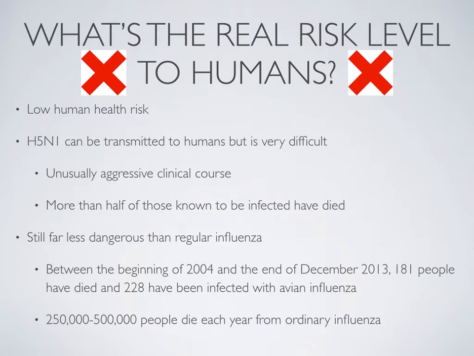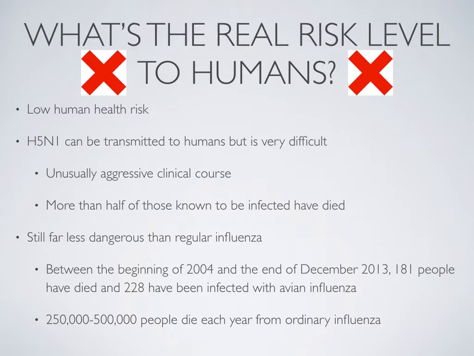So what is the real risk level of avian influenza virus to humans? It poses a relatively low health risk to humans as a whole. As I discussed before, H5N1 is the technical term for a particularly lethal subtype of avian influenza, and just one of tens of subtypes of the disease. H5N1 can be transmitted to humans, although this is very difficult unless they come into close contact with infected birds.